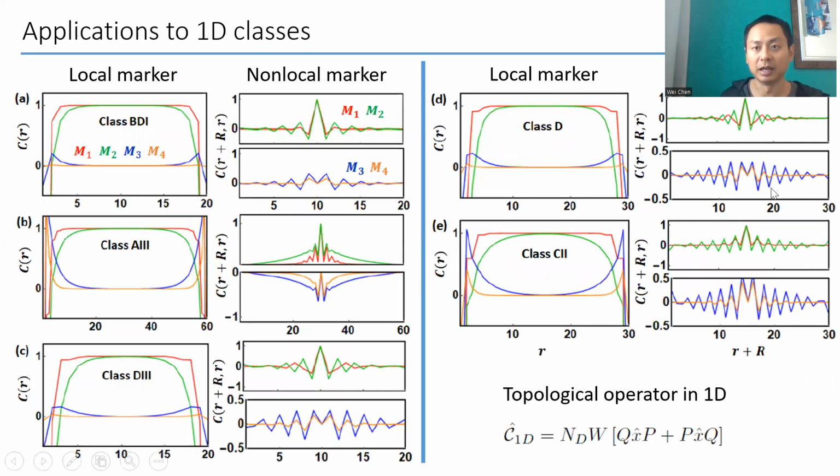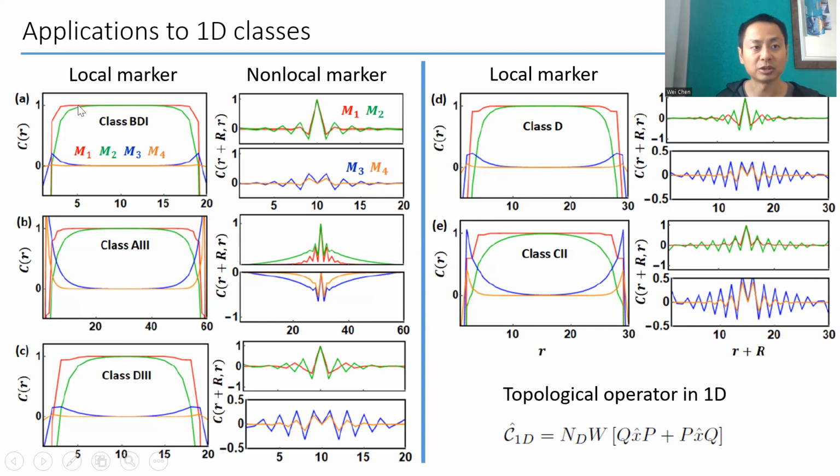So now I'm going to show you that this topological marker actually works in any dimensional symmetry class from 1D to 3D using explicit examples. In every dimension, there are 5 symmetry classes that can be topologically non-trivial. In 1D, these are the so-called class BDI, A3, D3, class D, and class C2, using the Cartan group theory notation. Now, in every class, you can see that the behavior is all the same.